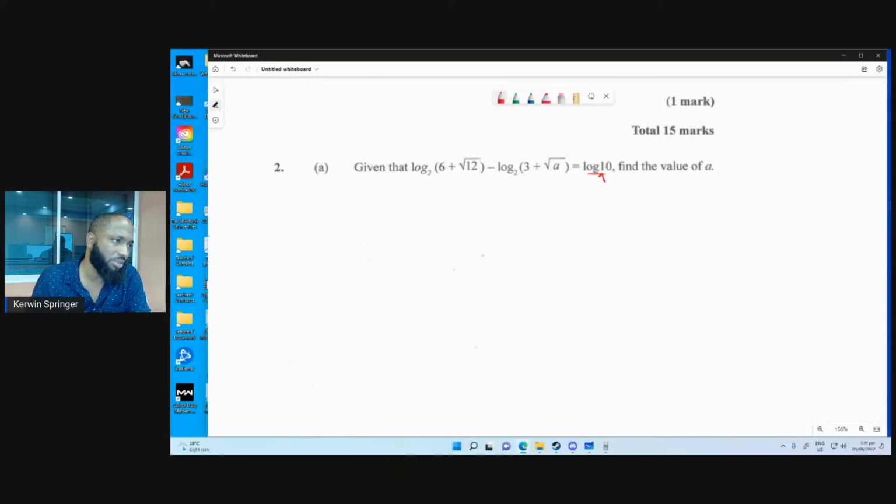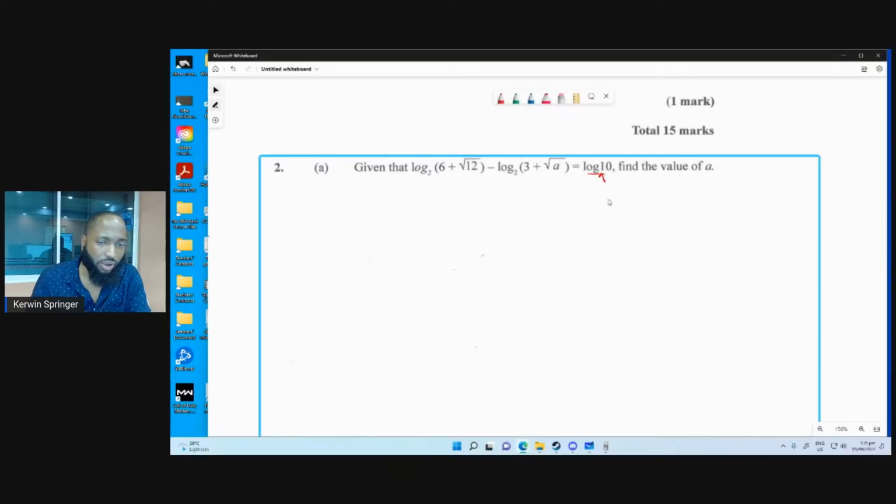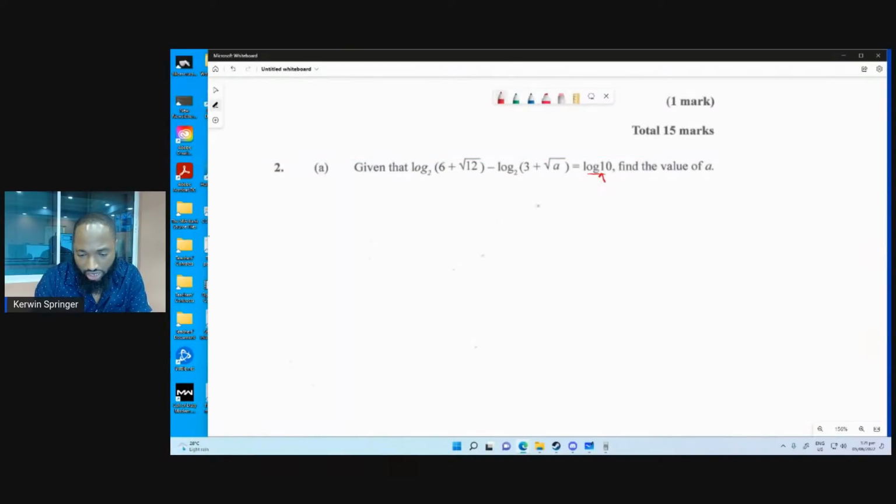Why do they keep leaving out the base? I don't know what that paper is. Why do they keep leaving out the base, why? So most likely this is supposed to be log to the base 10, right? If this happened in your exam, just write: assume log 10 equals log to the base 10 of 10, which is 1. I feel that's what they're saying.